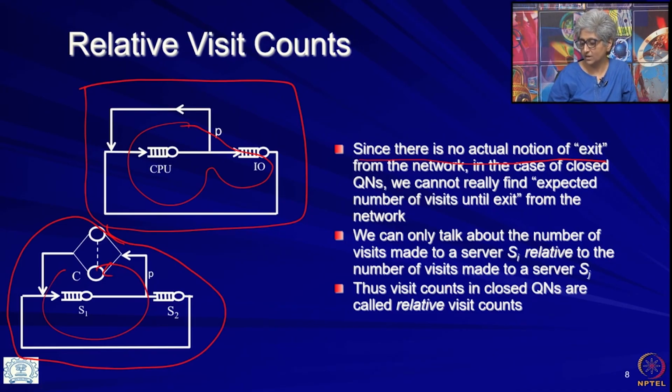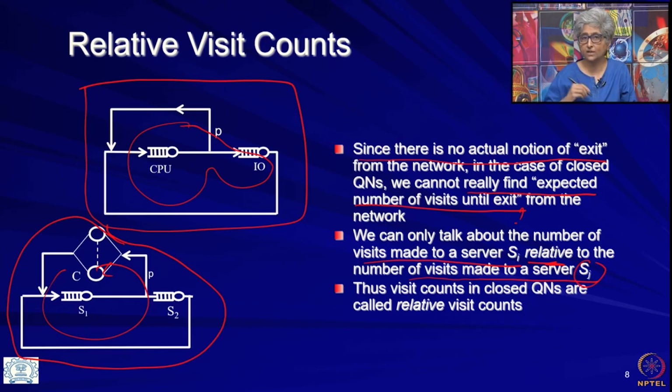So, if there is no exit, how can we define an expected number of visits until exit, right. That is what visit count was in the open queuing network. It was the expected number of visits to a station I from the point that a request enters to the point that it leaves. So, it is difficult to define this for a closed queuing network. What we do instead is as I said before, we talk about the number of visits made to server Si relative to the number of visits made to some server Sj. Now, what is this Sj going to be? Which server do we do this relative to?